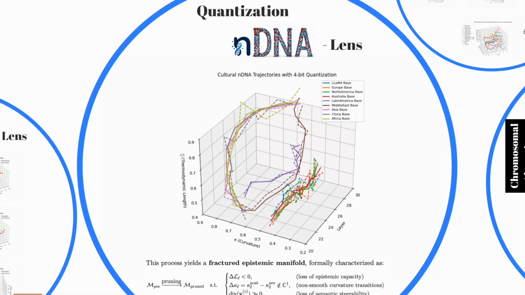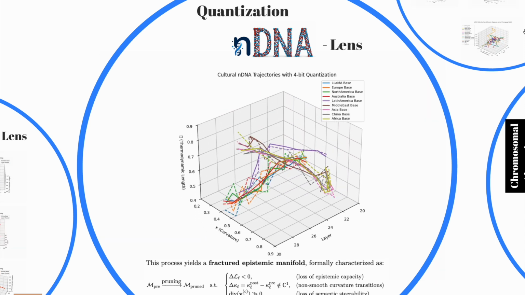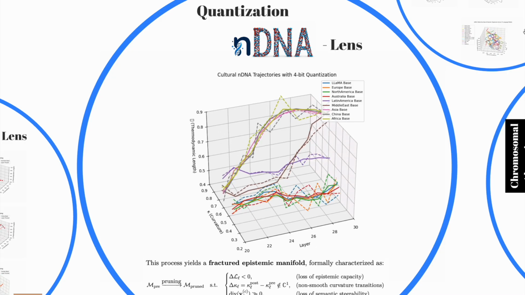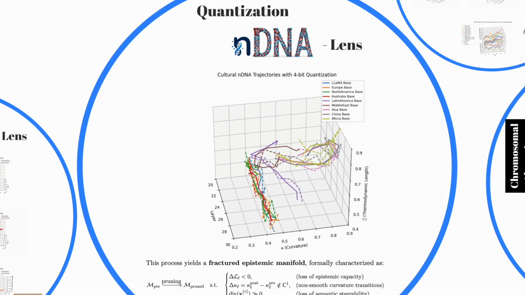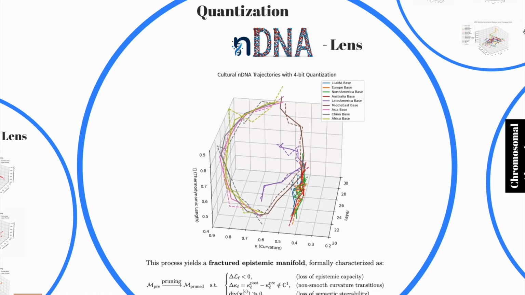Subtle kinks appear, bends no longer change smoothly with depth, the path snaps between regimes instead of turning continuously. Together, these changes erase fine-grained cultural separation and instructional nuance. The manifold has fewer bends to follow and less distance to explore.